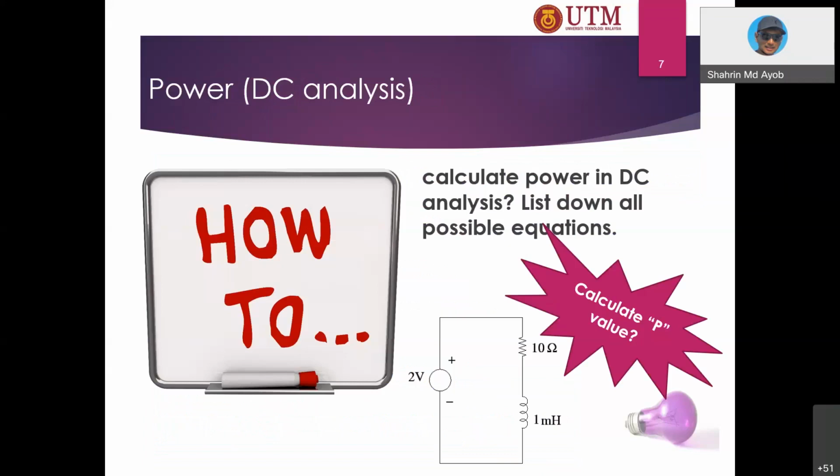Okay, so right now I want to have your input on this. Can you calculate for me the power for this circuit? You have a DC voltage here, connected in series with 10 ohms, and also connected with an inductor. Can you calculate the power of this circuit? Just give your answer in the chat room. You can also privately chat with me if you are very shy.